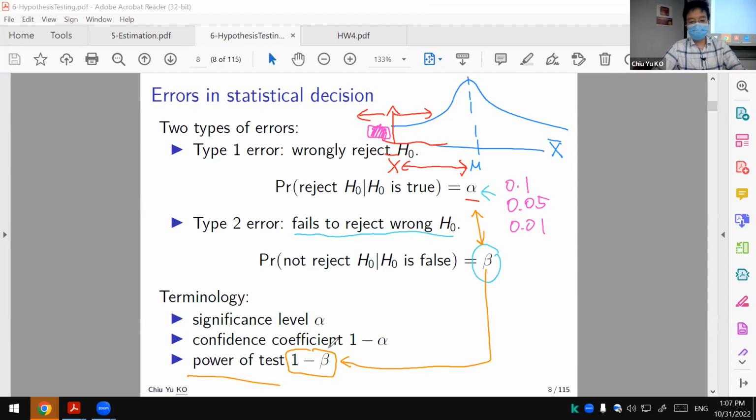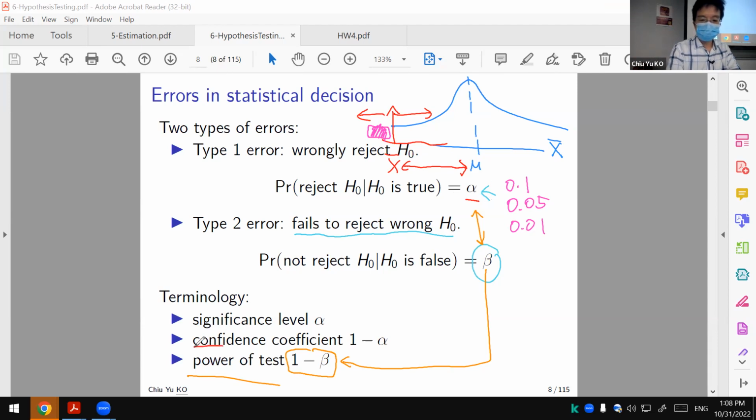I do understand there is a lot of terminology here, but that is the usual terminology you will see when you read any statistics article. So I really can't skip it, because they just use it without defining it. So I have to tell you this. And it also connects to what we have learned.